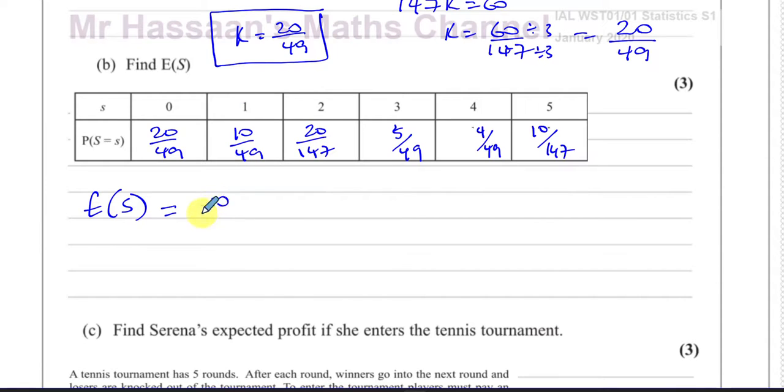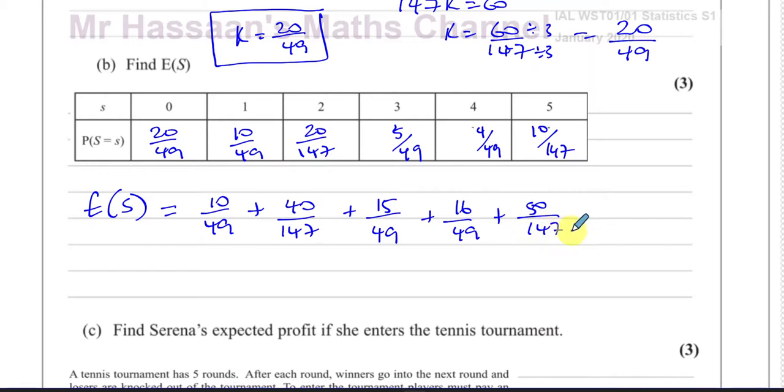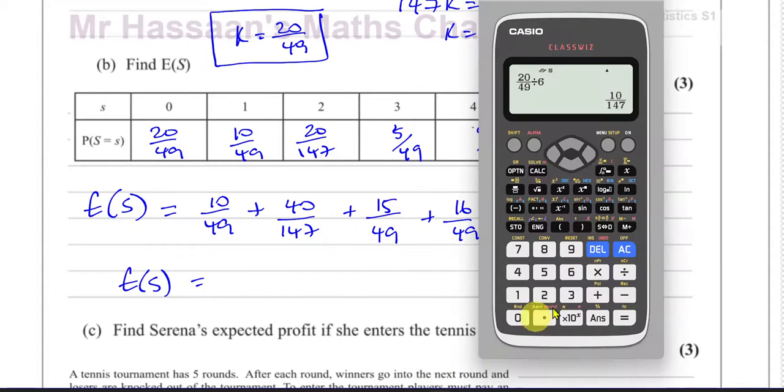1 times 10 over 49 plus 2 times 20 over 147, that's 40 over 147. 3 times 5 over 49, so that's 15 over 49. 4 times 4 over 49, so that's 16 over 49, plus 5 times 10 over 147, which is 50 over 147. Okay, so that's going to give us the expected value of S.